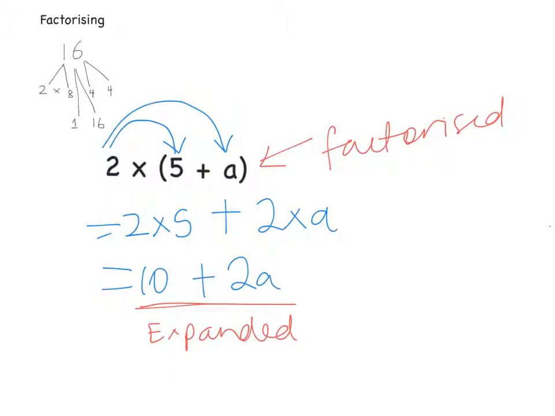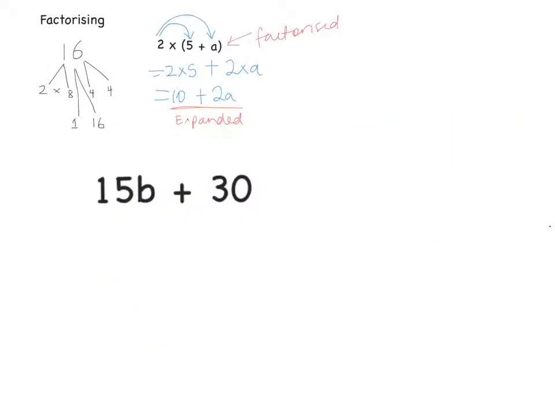Now, what's this got to do with factoring, you may ask? Let's have a look at that. We have a question here that's asking us to factorise this expression. So we know that it's been expanded out from something, and what we need to do is find what it's been expanded out from. The first thing I have to do is look at the numbers, 15 and 30.